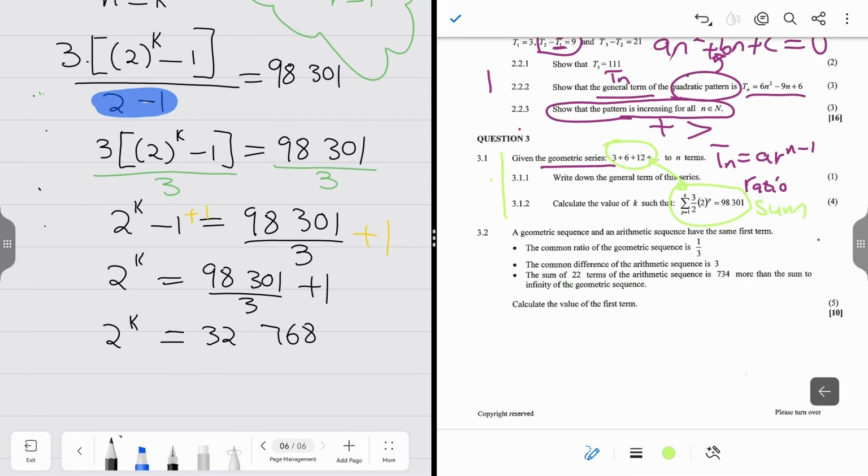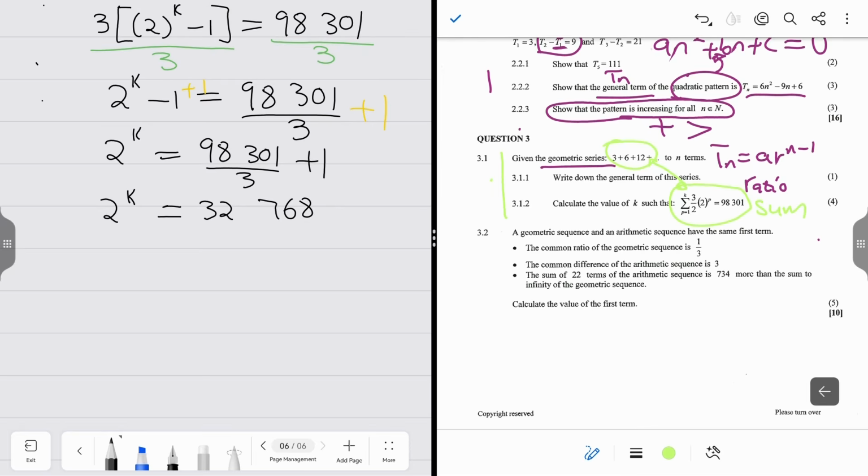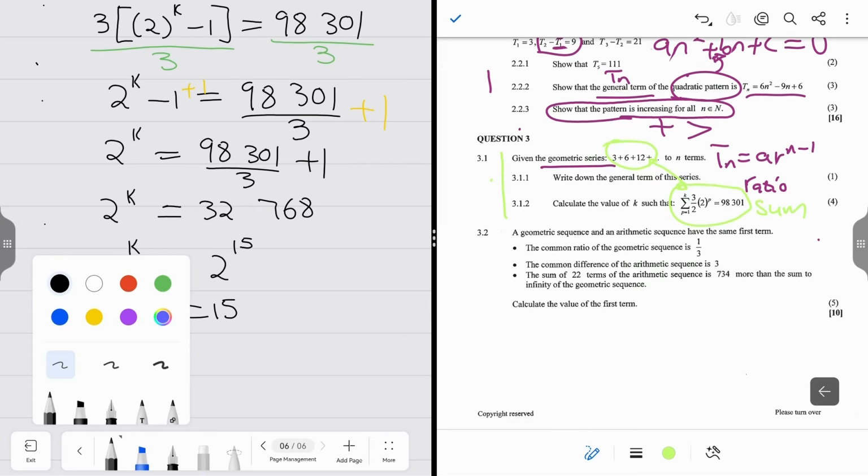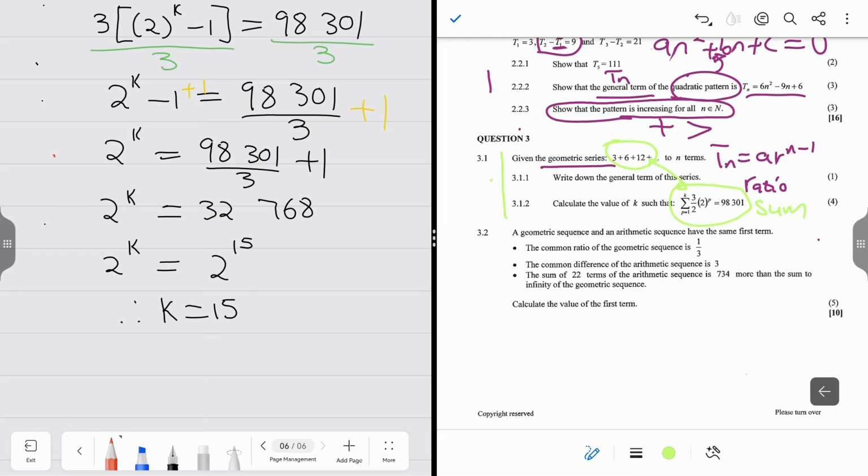One, you can use logarithm to take k down, or you can just find the exponential representation of 32,768, which will be the same as 2 to the exponent 15, and this side is 2 to the exponent k. So if we have exponential rules, we can just drop the exponent, then k will be equal to 15. So that is how you can solve this, either by log, or you can use your exponential rules to get to the answer like that.